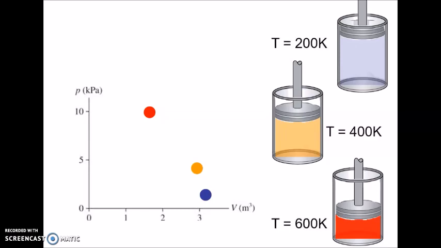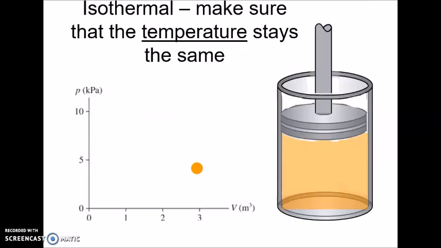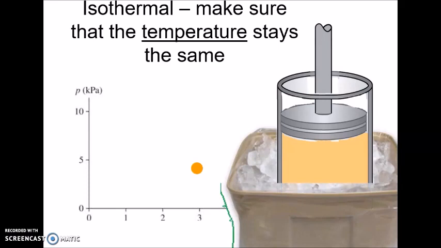First, let's talk about our first isothermal process. That means you make sure that the temperature stays the same. And how do you do that? Well, one way is to put this cylinder of gas inside an ice bucket, and the temperature of that gas, you can believe me on this, will stay at 0 degrees C. So that's a good way to have an isothermal process.